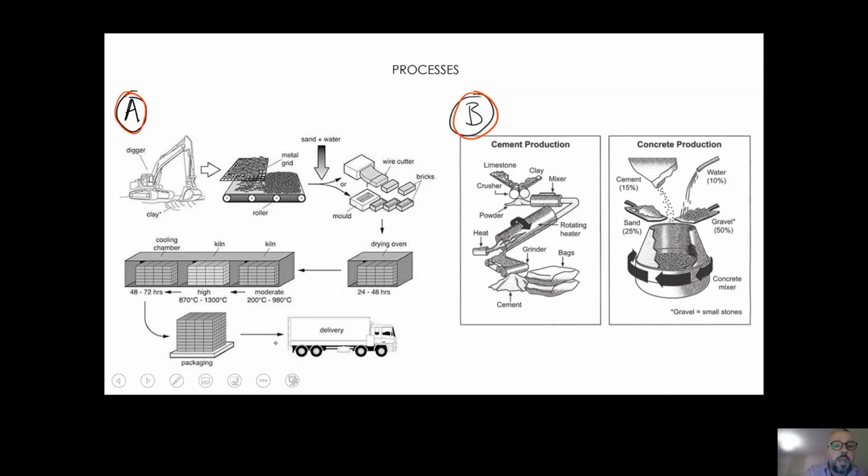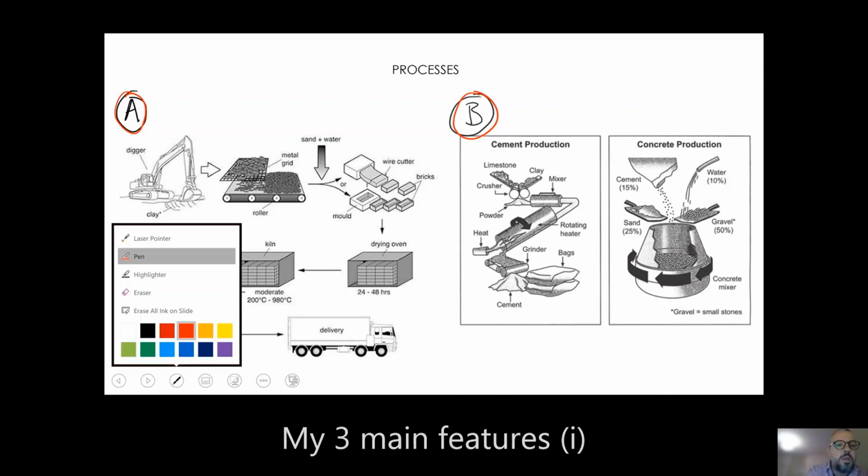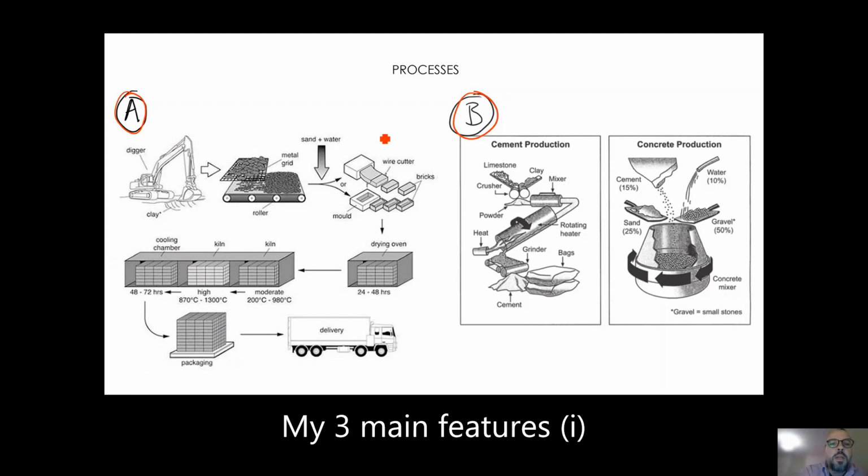So, for example, here, up until the molding stage, we're dealing with real raw materials here, right? Clay, sand and water. Beyond that, we have a process of shaping and forming and producing the bricks. So that can be a second phase. And finally, packaging and delivery is a third phase.